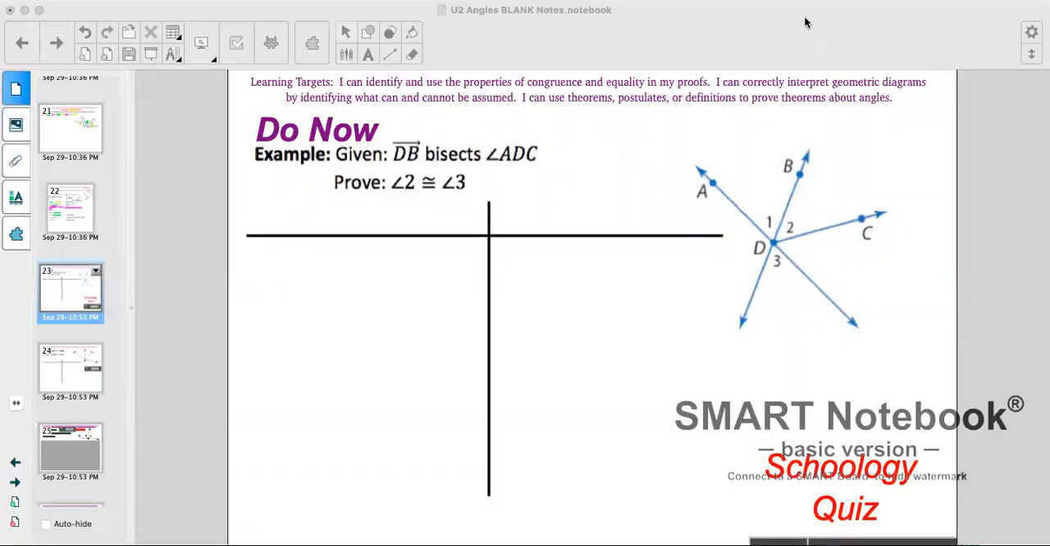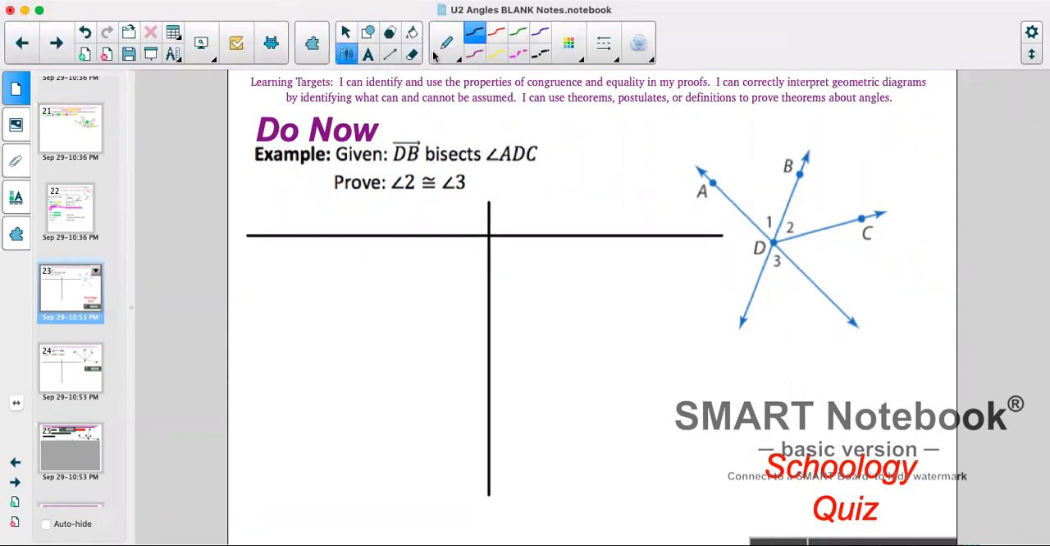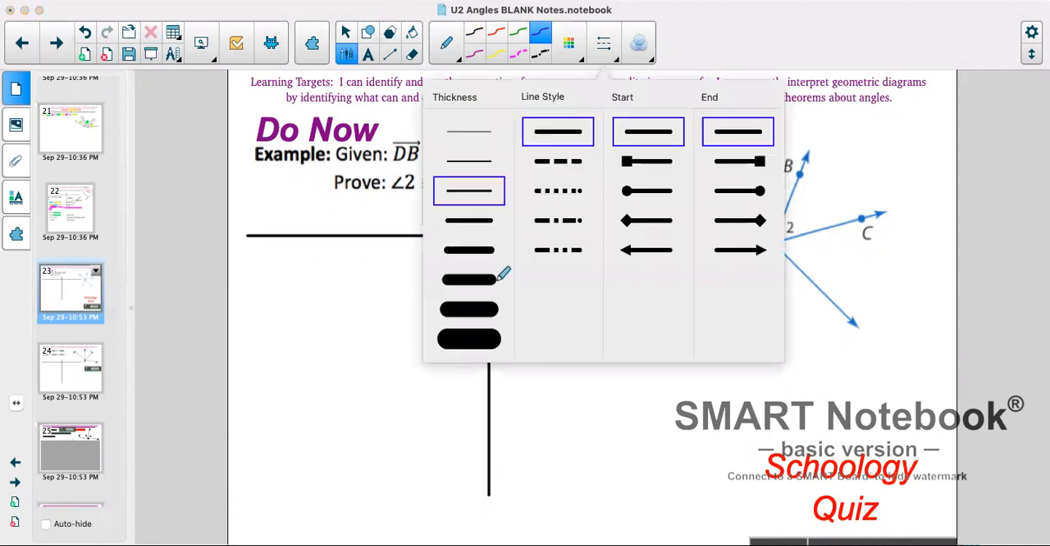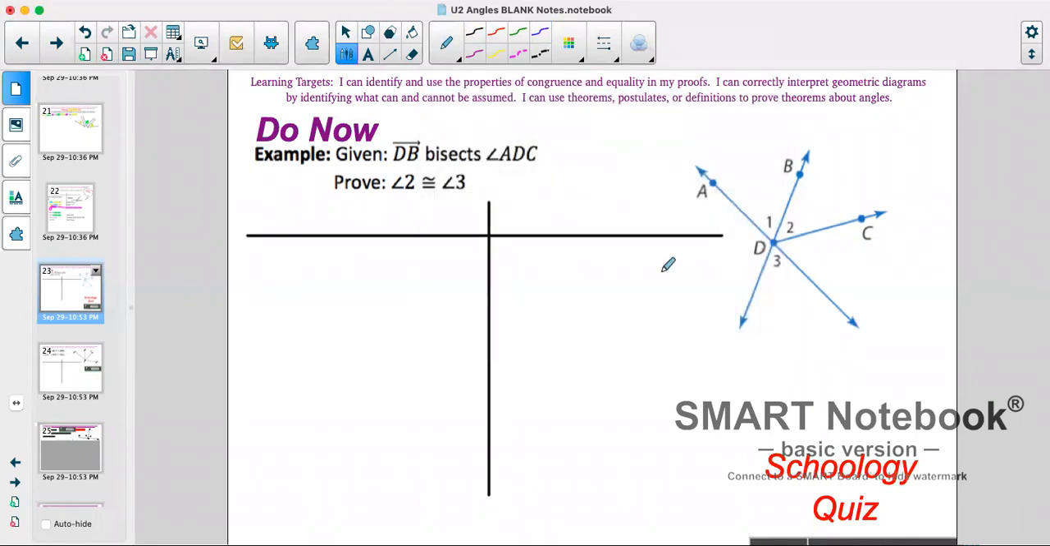So the first thing we know is that we are given ray DB bisects angle ADC. So first thing I'm going to do is I'm going to go to my diagram. If I need to draw it, I'm going to draw it. But I am going to trace out ray DB, and how it bisects angle ADC.